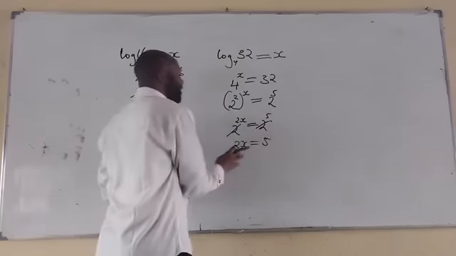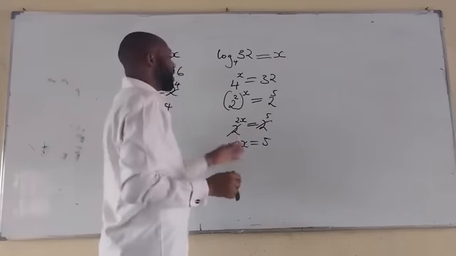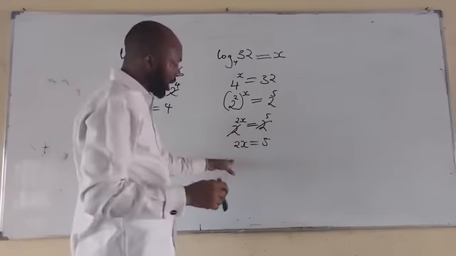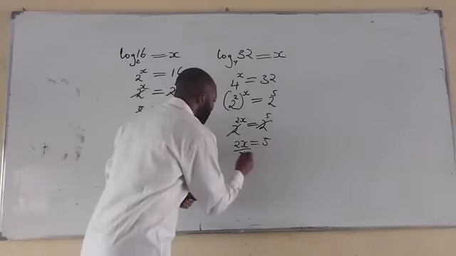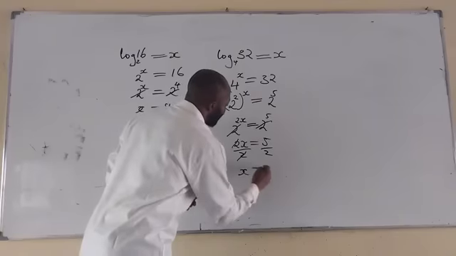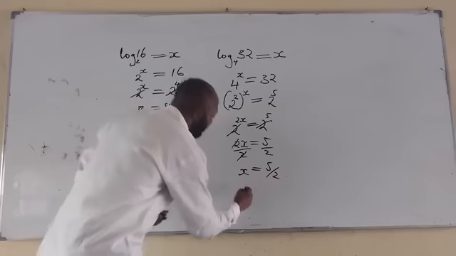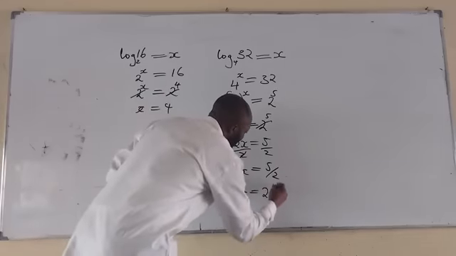Since I'm looking for x, I have to divide both sides by the number close to x, which is 2. And that becomes both sides divided by 2. And this will be gone. My x is 5/2, or my x is 2 whole number 1/2.